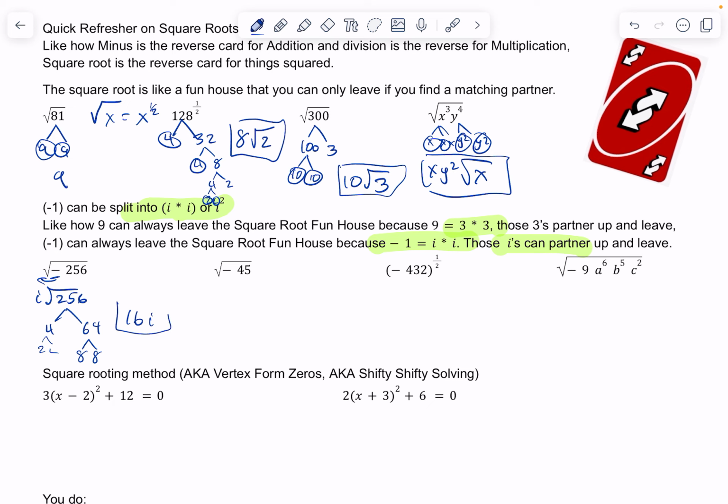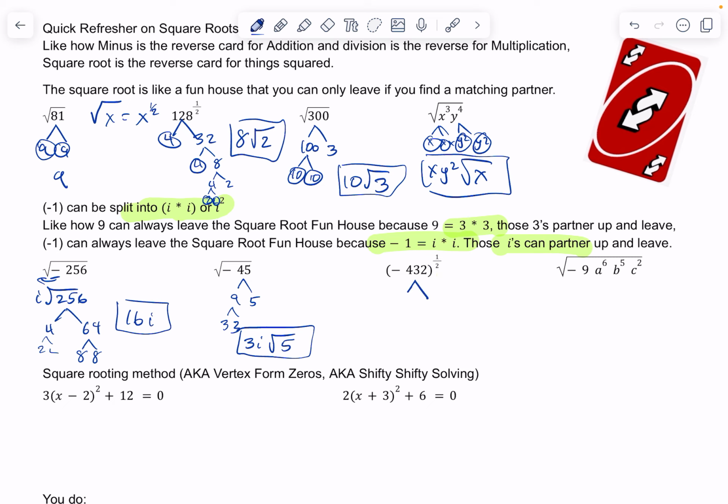Yeah, that's done. This one is going to be 9 and a 5. This is 3 and 3. So I can pull out a 3i, but the 5 stays inside. Sorry, 5, you got no friends. You stay inside.